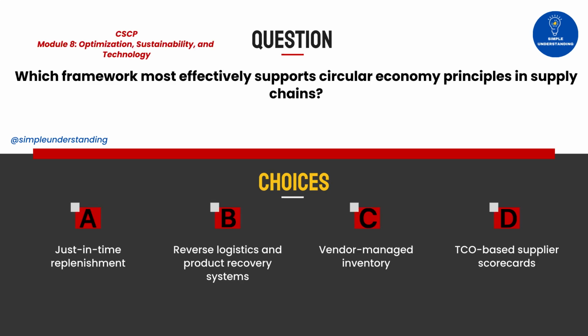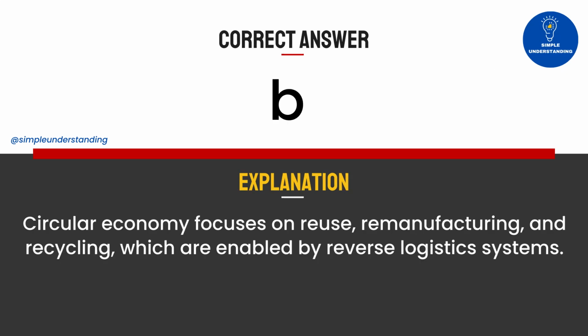7. Which framework most effectively supports circular economy principles in supply chains? A. Just-in-time replenishment. B. Reverse logistics and product recovery systems. C. Vendor-managed inventory. D. TCO-based supplier scorecards. Correct answer: B. Explanation: Circular economy requires reuse and recovery, supported by robust reverse logistics capabilities.